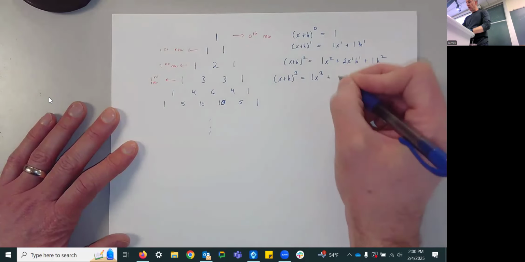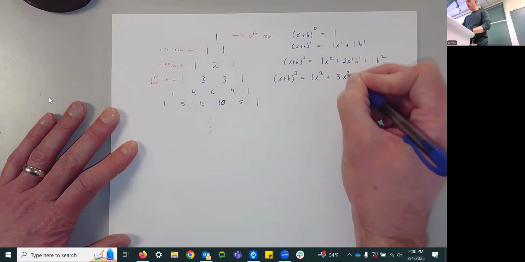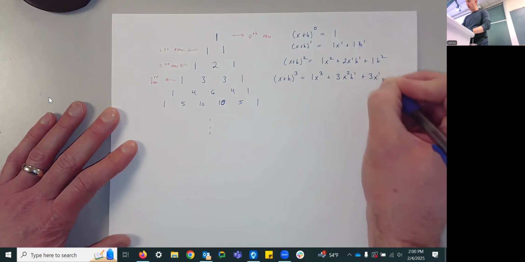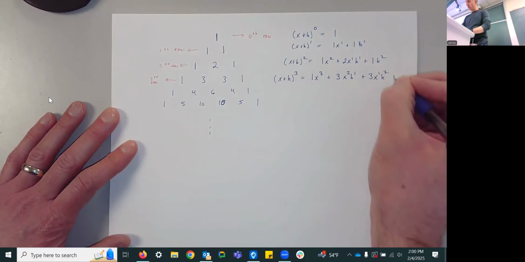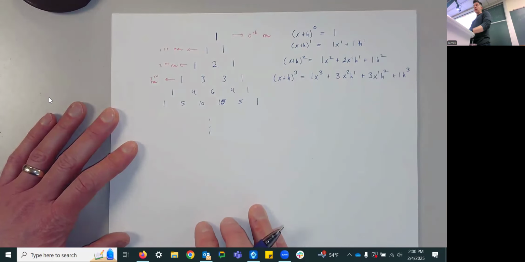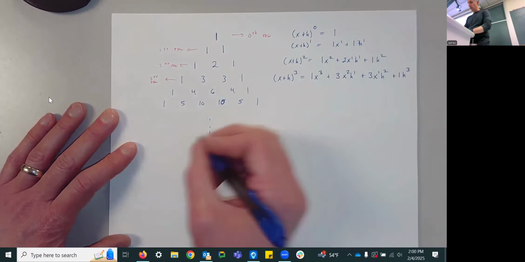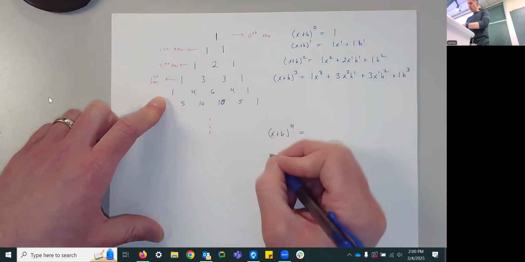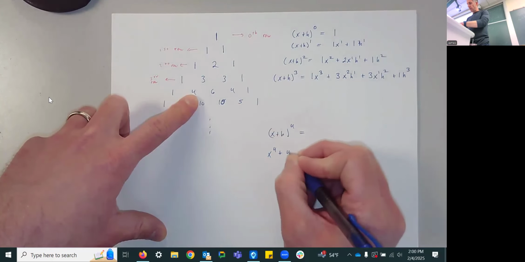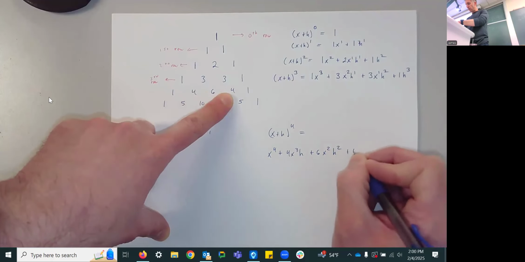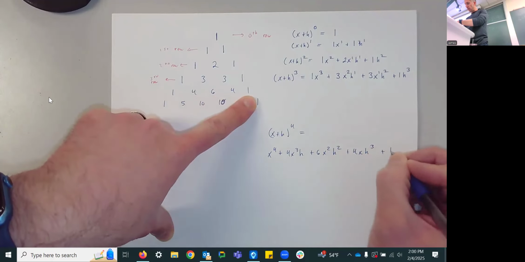So the next term is going to be coefficient of 3, x to the 1 less power, h to the 1 more power. Next coefficient is 3, x to the 1 less power, h to the 1 more power. Next coefficient is 1, x to the 1 less power. I'm not going to write x to the 0th, h to the 1 more power. And you can do that for any power of x plus h. I could quickly say that x plus h to the 4th is going to be, well, I'm going to use the 4th row here. It's going to be 1 times x to the 4th plus 4 times x cubed times h plus 6 times x squared times h squared plus 4 times x times h cubed plus 1 times h to the 4th.